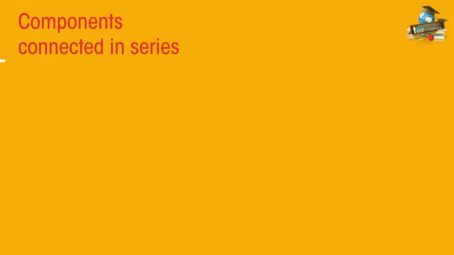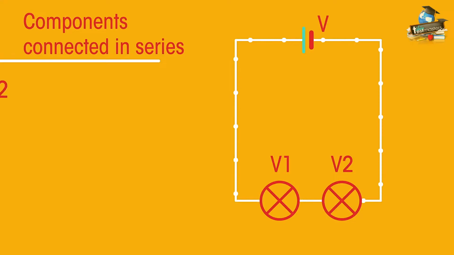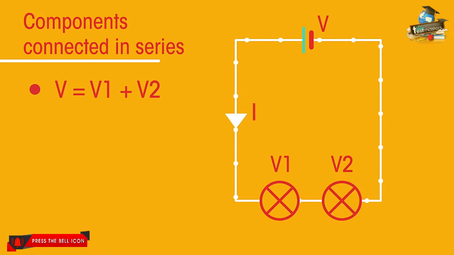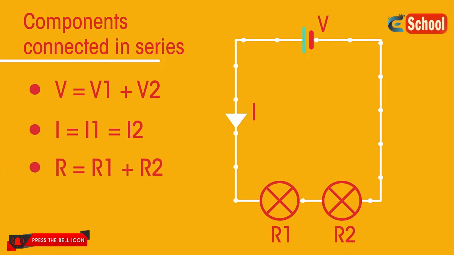For components connected in series, the total voltage or potential difference of the power supply is shared between the components. There is the same current through each component. The total resistance of two components is the sum of the resistance of each component.